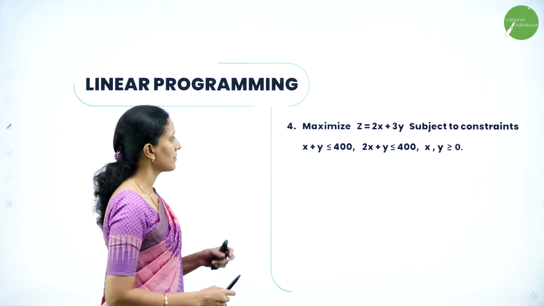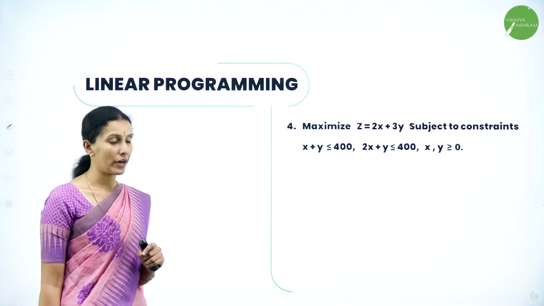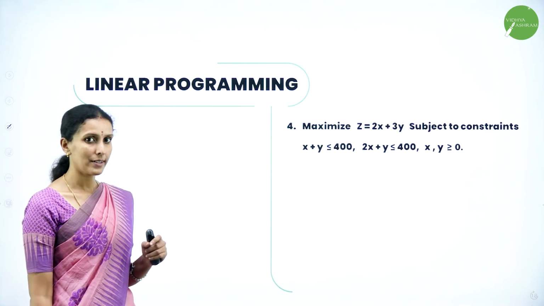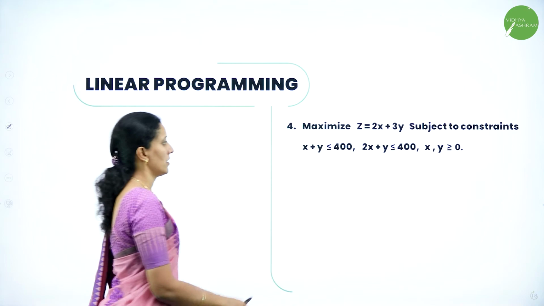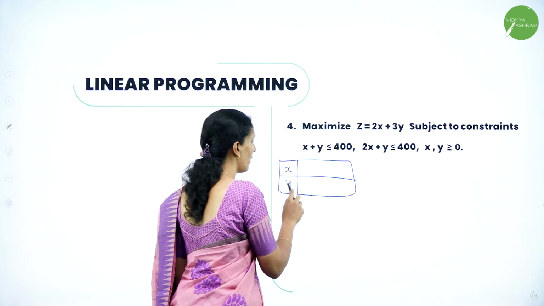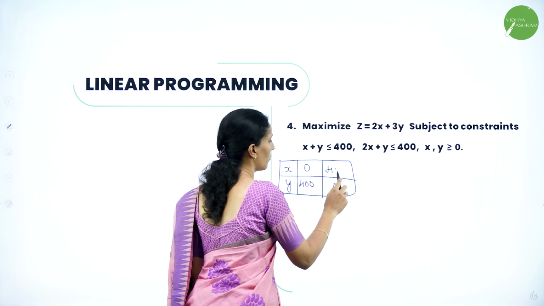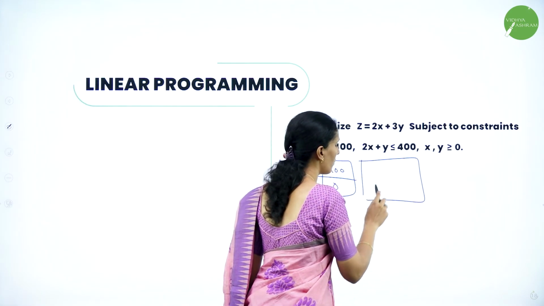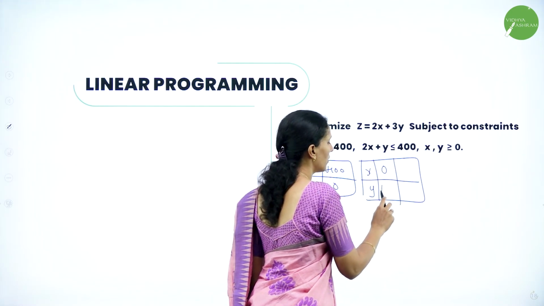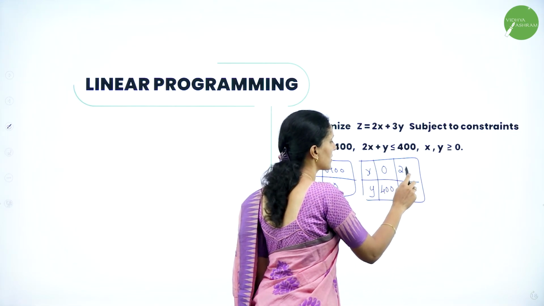Next question. Maximize Z = 2x + 3y subject to the constraints x + y less than or equal to 400, 2x + y less than or equal to 400, and x, y greater than 0, which means the first quadrant again. So let's solve this. Clearly we will write the x value and y value. For the first equation, x is 0, y is 400; y is 0, x is 400. Second equation: if you put x equal to 0, y is 400. If you put y equal to 0, 2x is 400, that means x is 200.